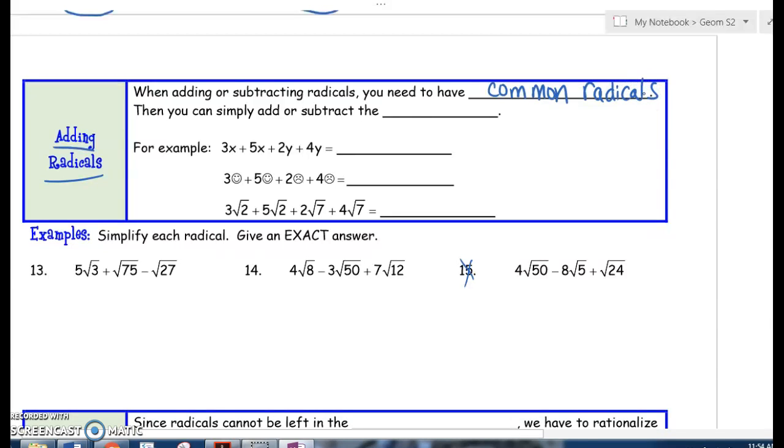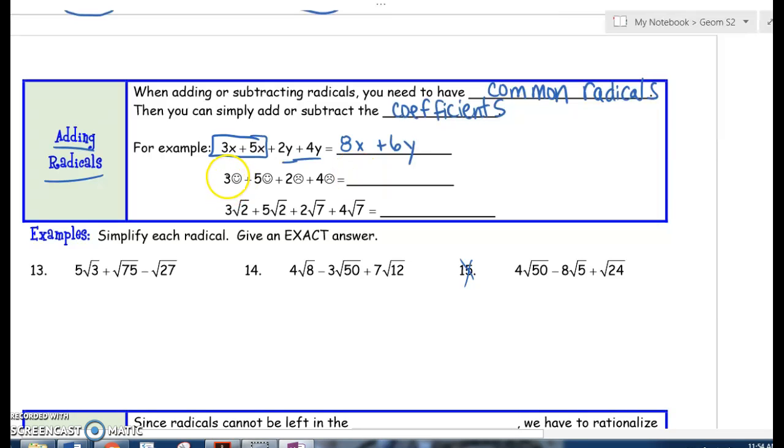Right. Then you can just simply add or subtract the coefficients. So, for example, when you have something like 3x plus 5x plus 2y plus 4y, you can only combine like terms, common variables. So 3x and 5x could be added together, that's 8x, and then you can combine the y's, 4 and 2. Remember, you just add or subtract the coefficients. 4 and 2, you get 6y.